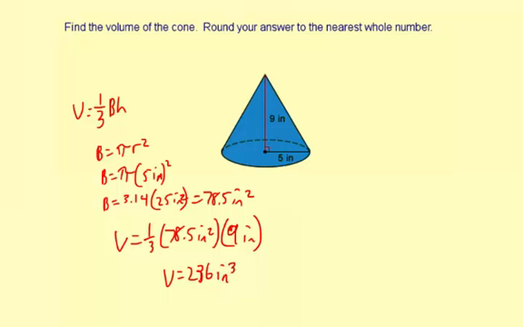Cubic inches. Why is it cubic inches? Well, we have inches squared here times another inches here, so that's why you have inches to the third. And also cubic inches is a unit of measure for volume, so that's going to work out just fine.